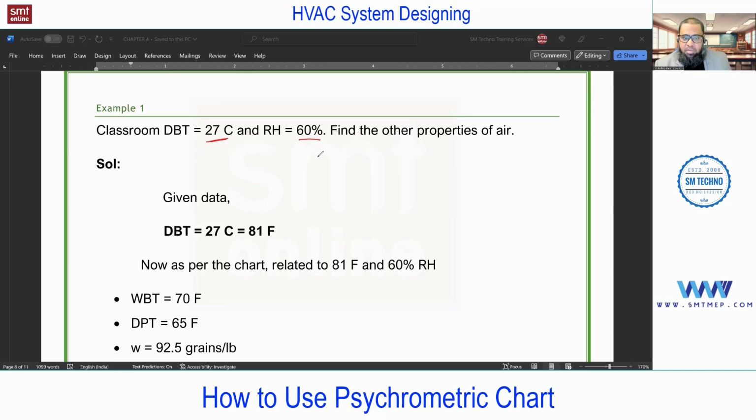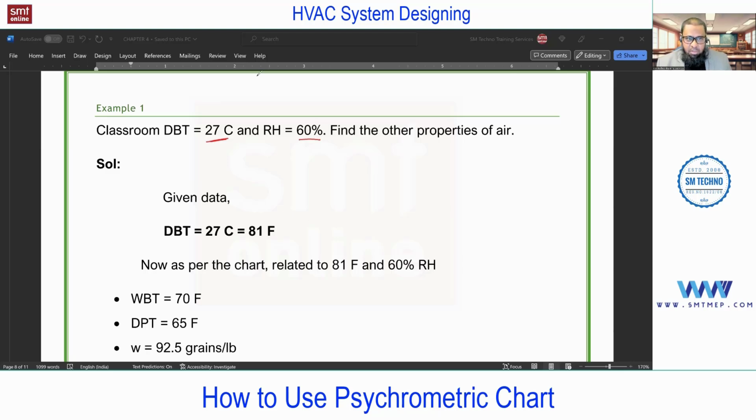I have not measured the RH. On what basis can I consider 60%? Based on my feelings. You can measure with a hygrometer. We have a separate tool to measure this RH, but I don't have it right now. So 60%, I'm just assuming based on the condition, because in this room now I'm not feeling the dryness of skin, nor am I feeling sweat. So that's the reason I'm considering 60%. So now 27 degrees centigrade and 60% RH.